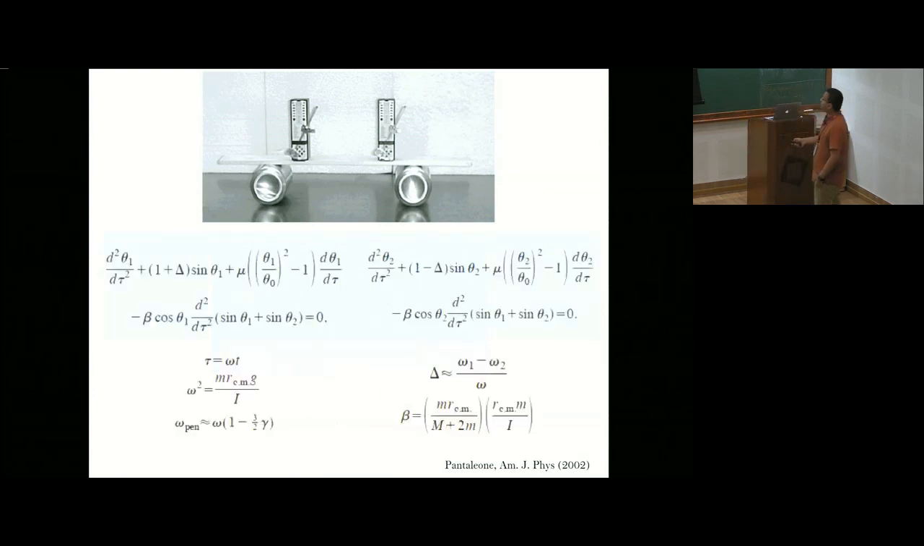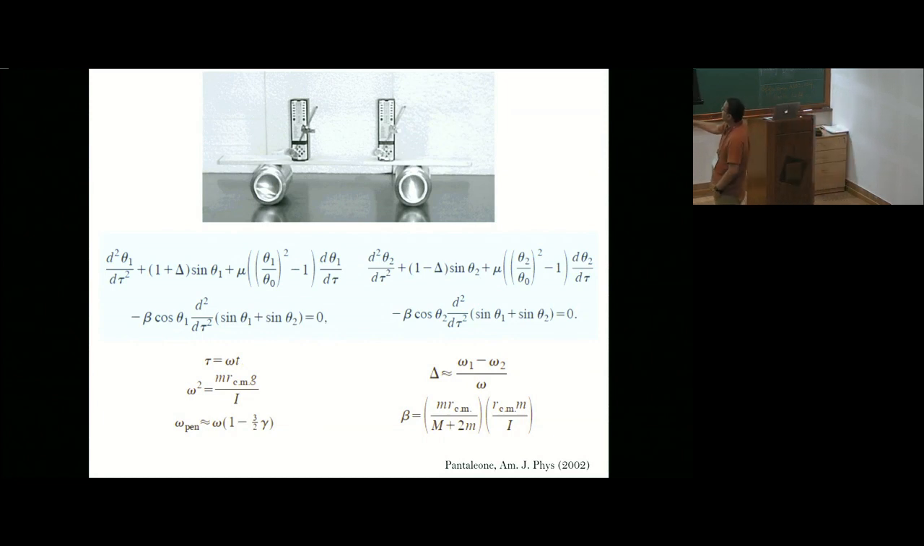Looking at the equations of motion for two of them, you will realize that these two oscillators are coupled to each other. This is really the coupling term for each of the oscillators, and the coupling is coming through the motion of the board. The motion of the board itself is captured as a combination.